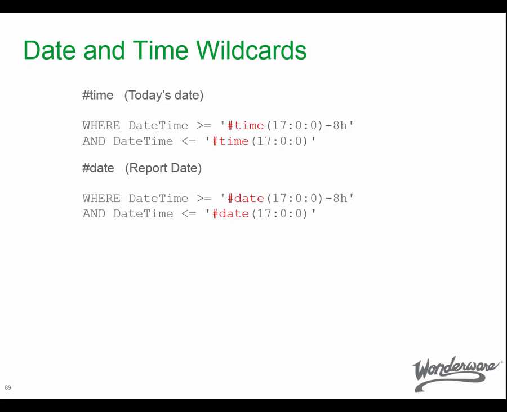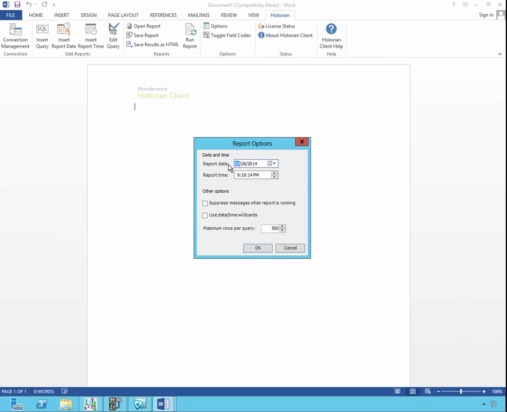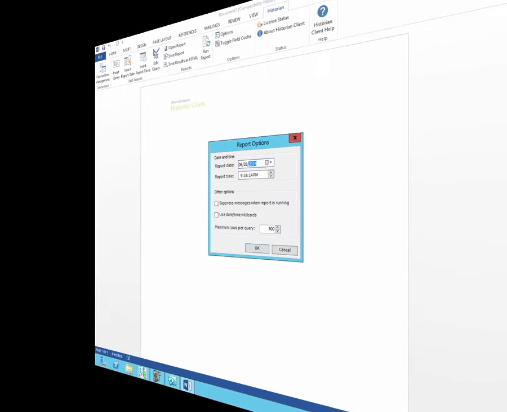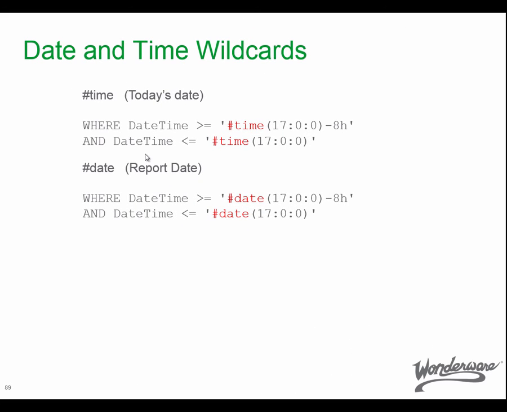Now, the second one is pound date. And pound date is used to represent a specific date in the query. Which specific date? Whatever we define on the report date on the options. So if we go back and check in our configuration, here I have a report date. And this report date is the one that is going to be used by my pound date wildcard. So for example, here we are using it again to define a period for the query. And instead of using time, which is today, we are using a date that is specified there in the options. So it can be January 1st of 2014. And again from 9 a.m. to 5 p.m.